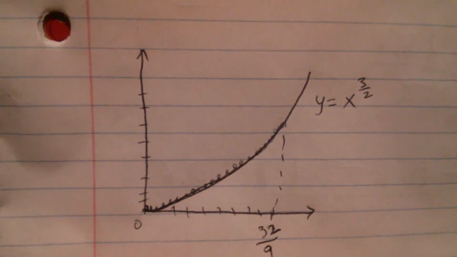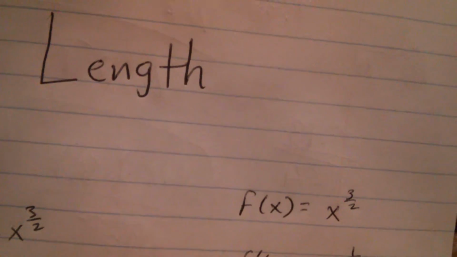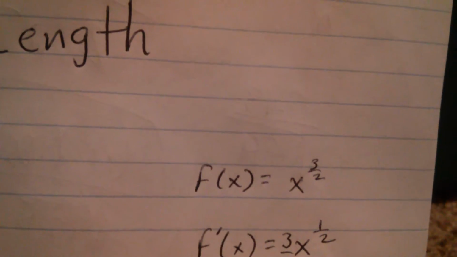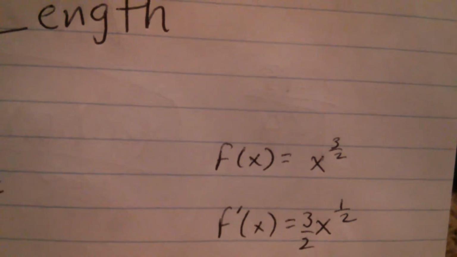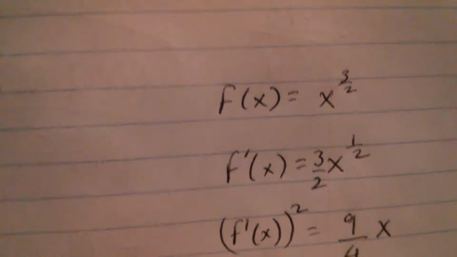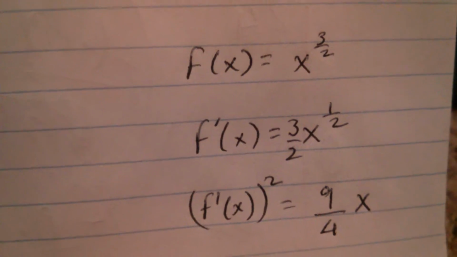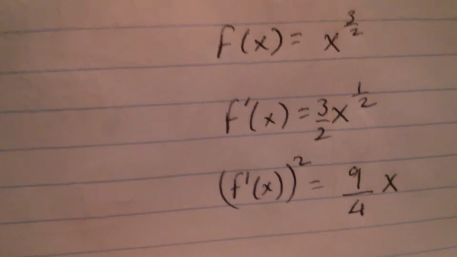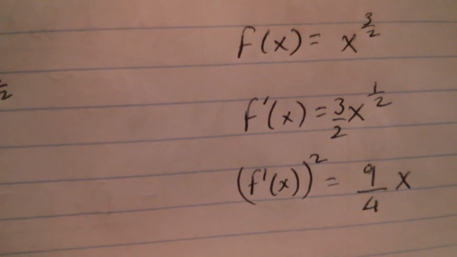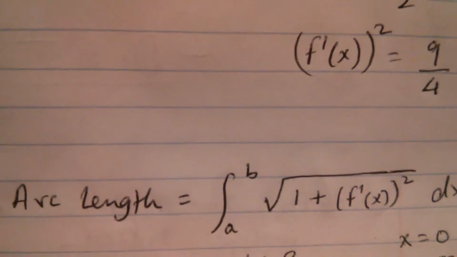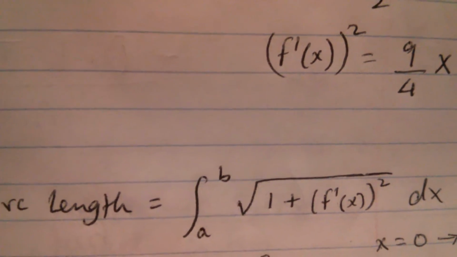So what we do first is write the f of x. f of x equals x to the power 3 over 2. Then we take the derivative of it, so we get 3 over 2 x raised to 1 half. And then we square the derivative, so we get 9 over 4x.